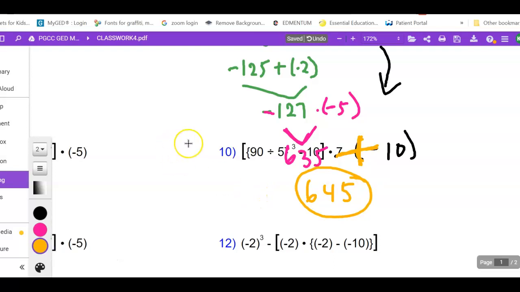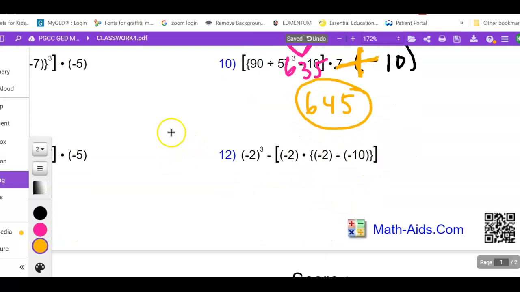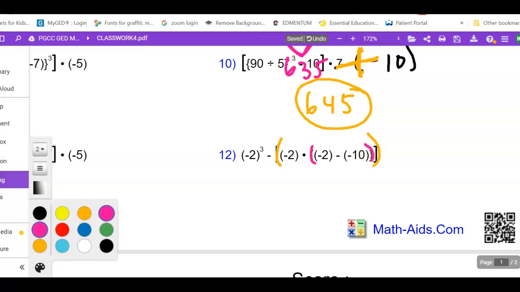Okay. Let's do again. Looking at number 12. All right. So if I look at number 12, watch this. And then I have this. Let's work inside here first. That's negative 2 minus negative 10. Negative 2 minus negative 10. Hopefully you see the hack of the subtraction rule. I have this. So now I can see it as negative 2 plus 10. I subtract, keep the sign of the larger digit. I'm going to have a positive 8.